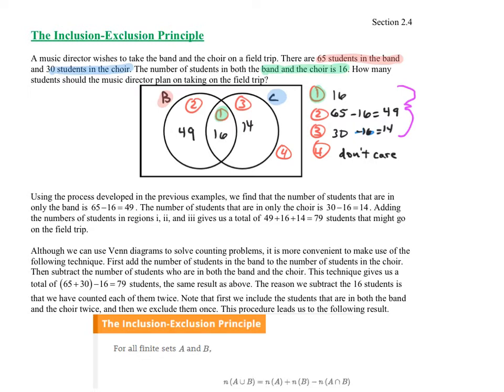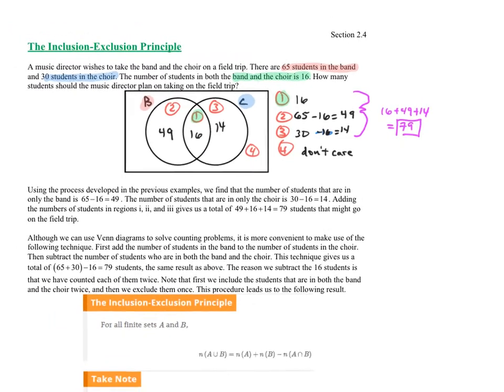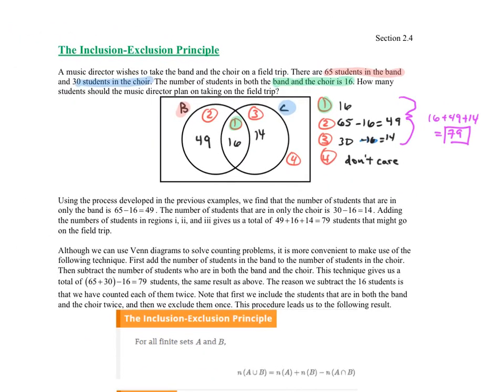The people who are in both band and choir, the people who are just in band, and the people who are in choir. If we want to add it up, we would add those 3 regions together: 16 plus 49 plus 14. When we do that, I'm getting a total of 79 people. Notice, if we just jumped the gun, we would have done 65 plus 30, which is 95. So why is it not 95 students? Well, the answer is because some students are counted twice.